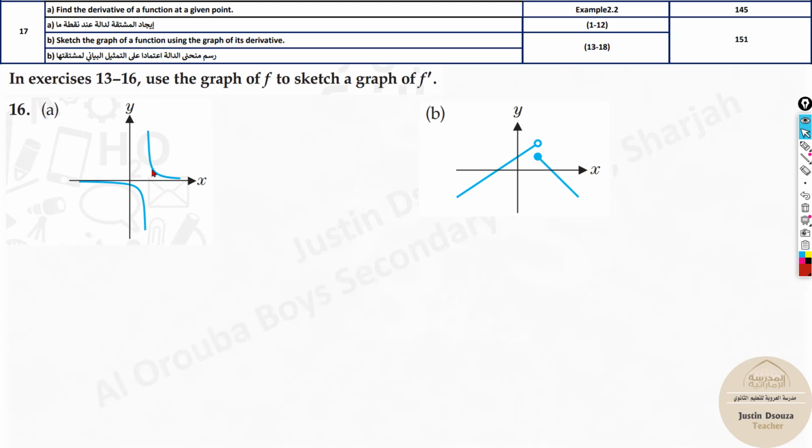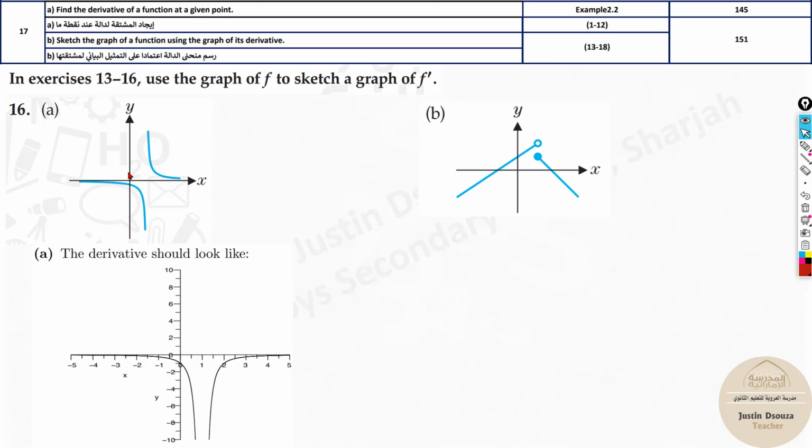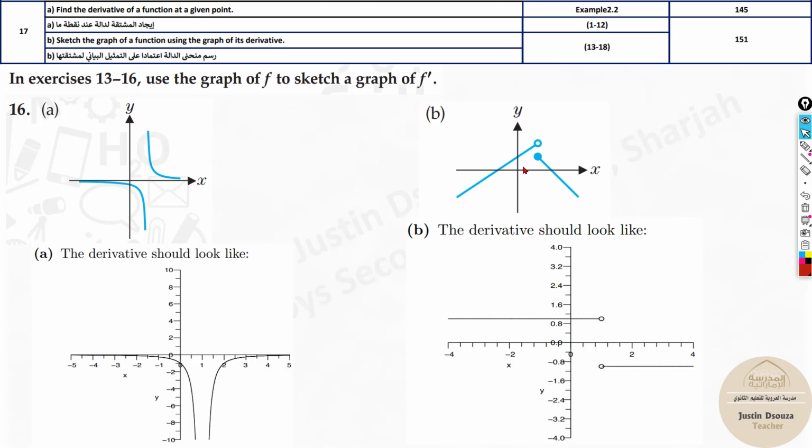And now again, same way, please do try them by yourselves and then check for the answers. Here also the same thing, what I told, decreasing, decreasing. So it'll be down. Here it's two linear functions, it'll be just two straight lines. But look at this. Increasing, decreasing. So this part is above, this part is below. I hope that is clear.